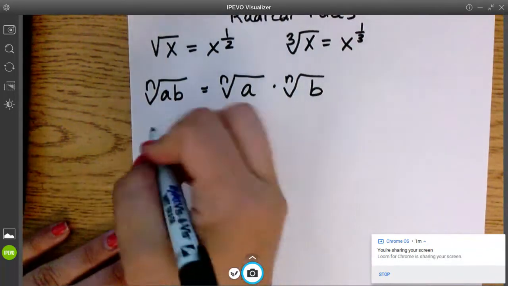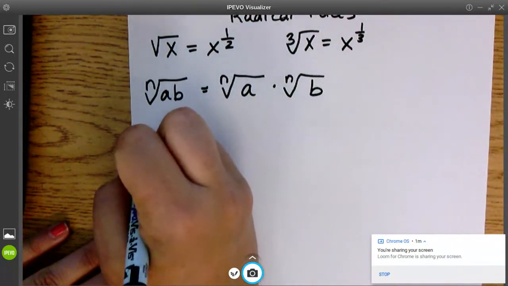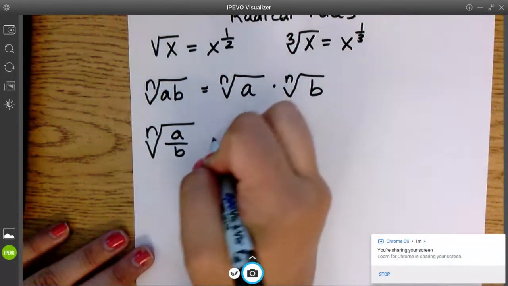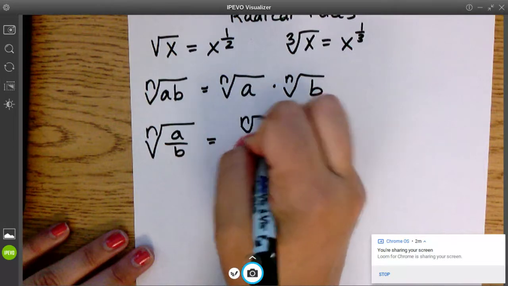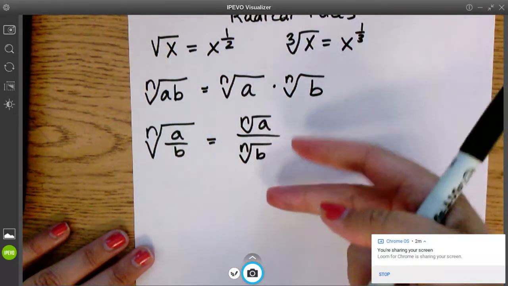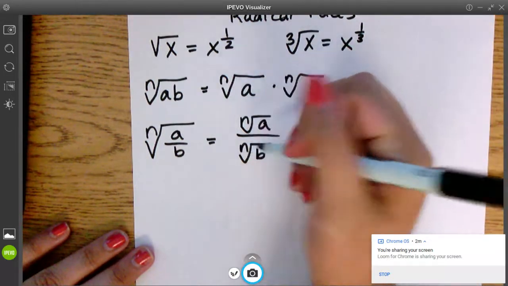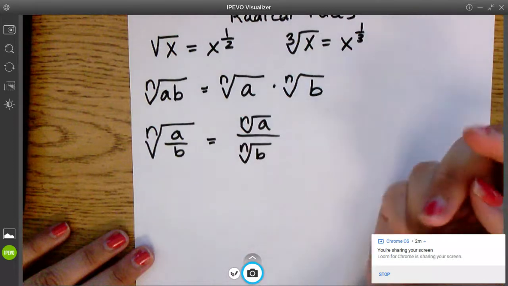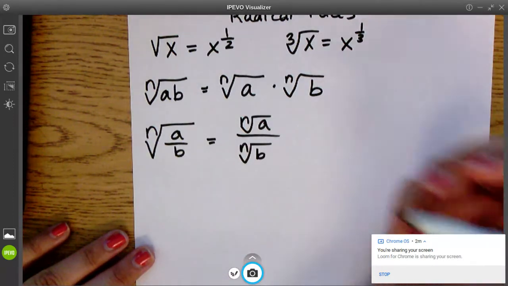And then remember that multiplication and division are inverses of each other. So if you had something like this, you could also write it like this. And if these are the same root number, you can divide the two numbers together and then take that root of the whole thing.